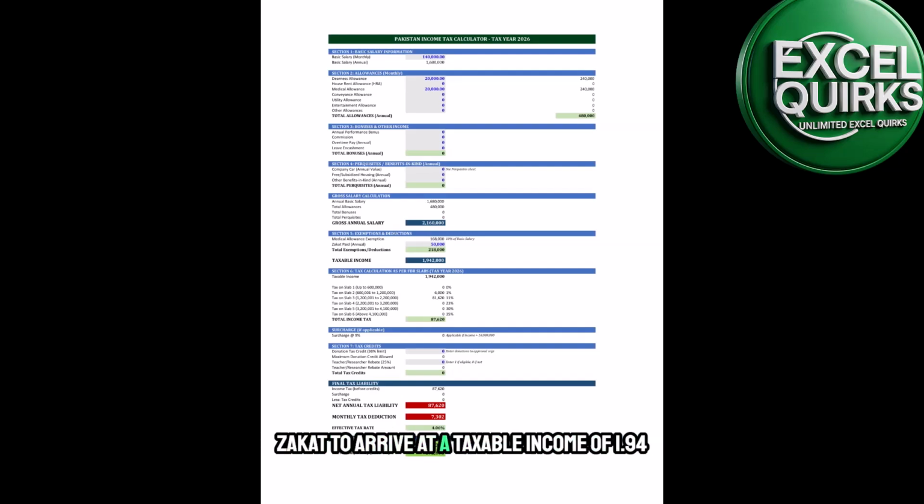of 1.94 million rupees. By applying the slab 2 and slab 3 rates, the calculator determines a total annual tax liability of 87,620 rupees. This breaks down to a monthly deduction of just over 7,300 rupees, resulting in an effective tax rate of 4.06% and providing a clear view of the final monthly take-home pay.